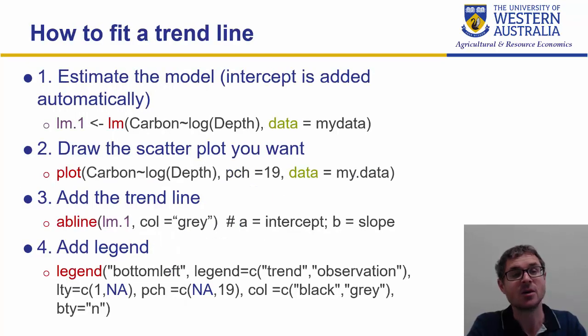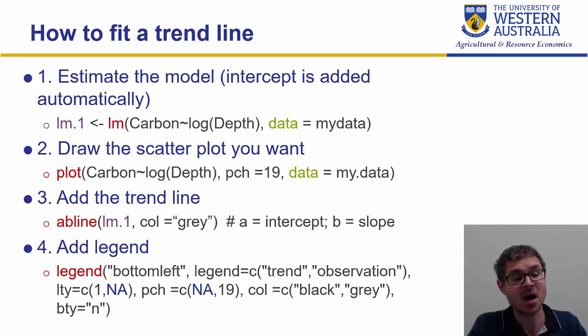Okay, so how do we estimate the model? I'm just going to save it as LM1. So it's carbon explained by the log of depth. I'm then going to draw my plot, add my plot, and control my plot. So instead of having the default, PCH is for point change. So I'm using 19. 19 is a solid dot, a small solid dot.